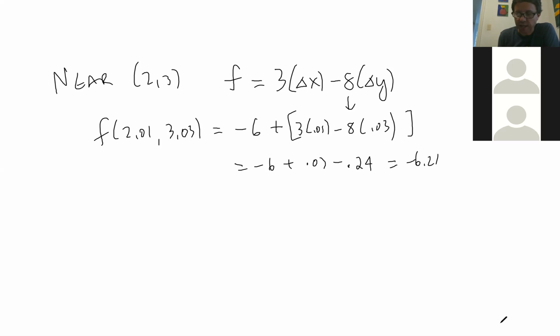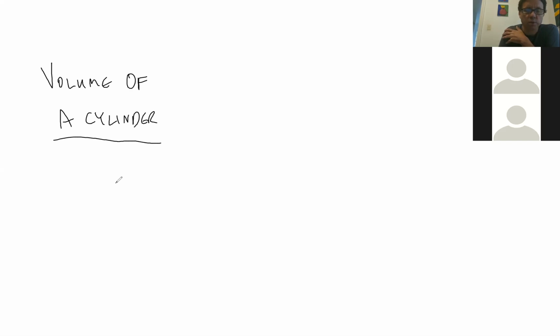The other benefit that is nice, so we'll do this one last example and then take a quick break, is what happens if I don't have any numbers at all? And I only have symbols and I want to get a sense of what's actually happening without plugging any numbers in. So here's what I mean. If you look at the volume of a cylinder, you're trying to manufacture some kind of cylinder. The thing is, you need the radius and you need the height.